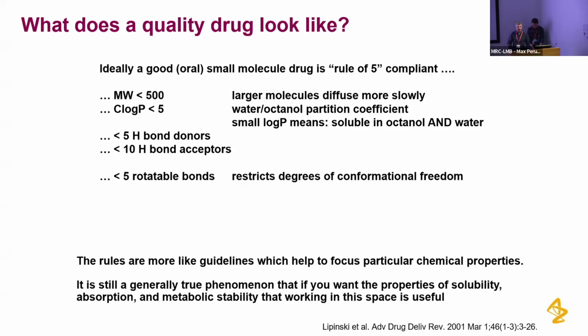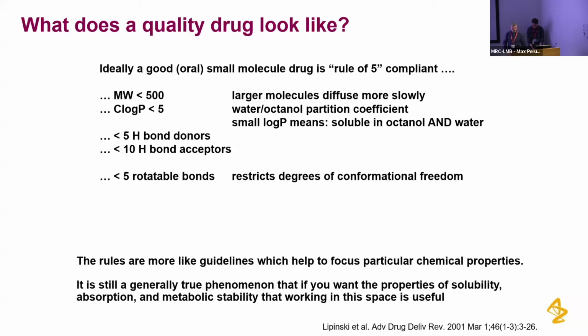This is because larger molecules tend to diffuse more slowly. A C log P, so this is the partition coefficient between water and octanol. And a small log P means that the drug is soluble in both octanol and water. And you need that in terms of drug discovery, because you need a compound to be able to dissolve in the blood and then actually come out of the blood and go through into membranes and tissues. So you need a log P that allows both those things to happen.